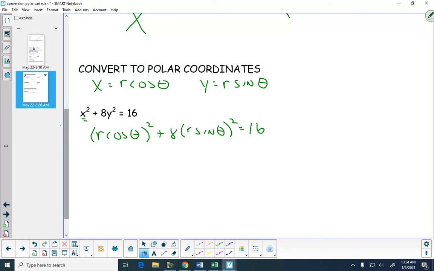Once again, using our properties of algebra. This is multiplication. When we have multiplication, we can distribute exponents over both of the terms. So we're left with r squared times the cosine squared of theta plus 8 r squared times the sine squared of theta is equal to 16.